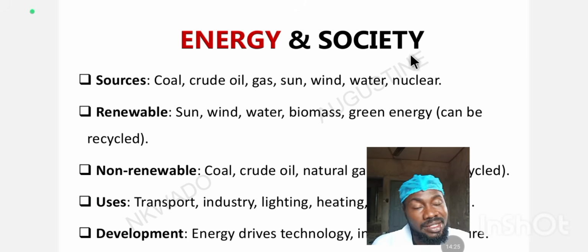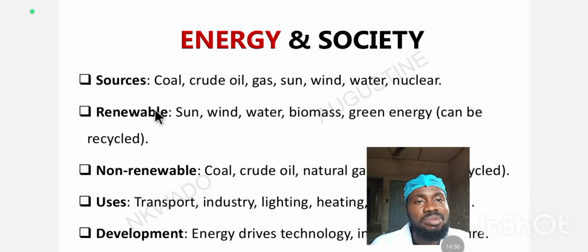Energy and society, especially energy and our current society. And we have to look at the sources first of all. The sources of energy, we have coal, we have crude oil, we have gas. These 3, coal, crude oil, gas, they are all classified under fossil fuel. While we also have sun, we have wind, we have water, and we have nuclear reactors or nuclear energy. All these are sources of energy.